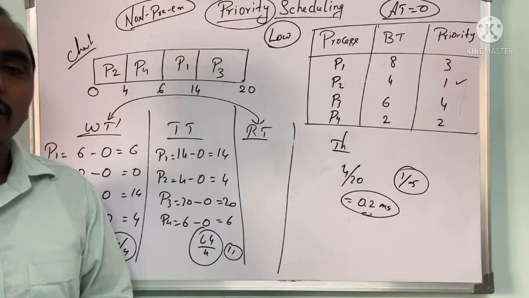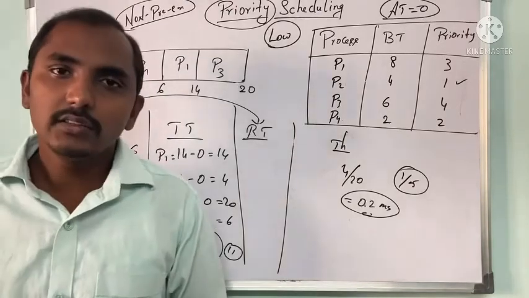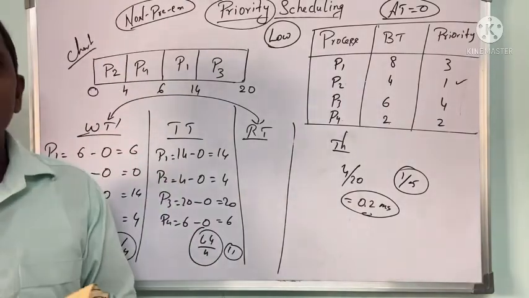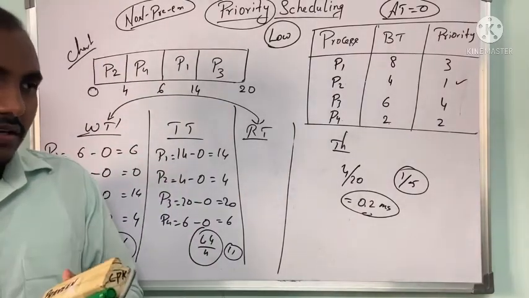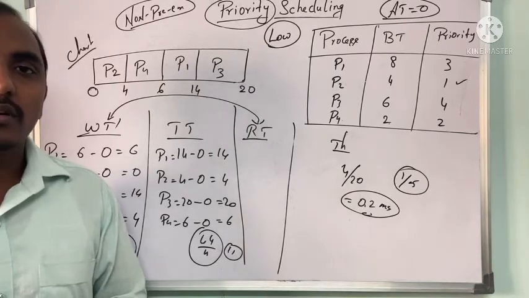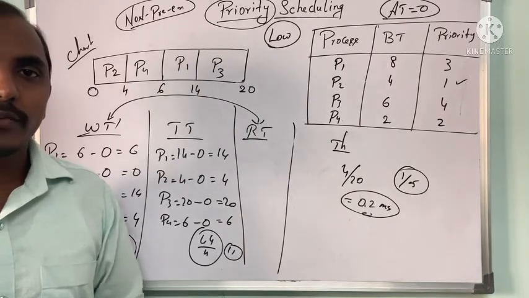In the next class, we are going to discuss the last method, called the round robin algorithm. With this, we will complete all the problems from your second chapter after completing the round robin algorithm. Okay, thank you.